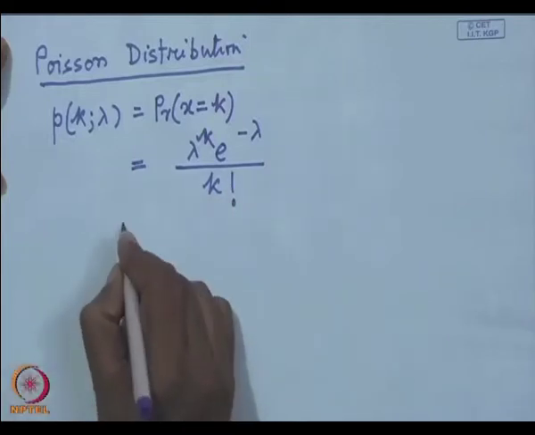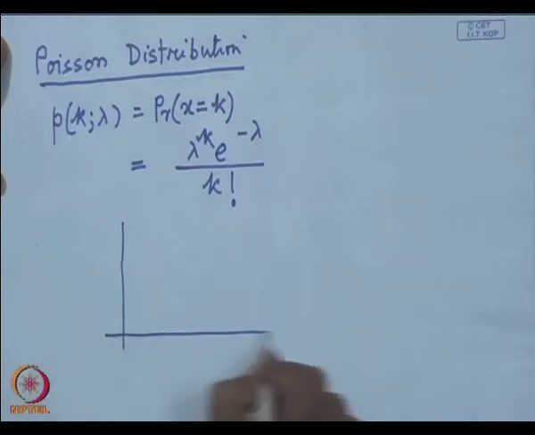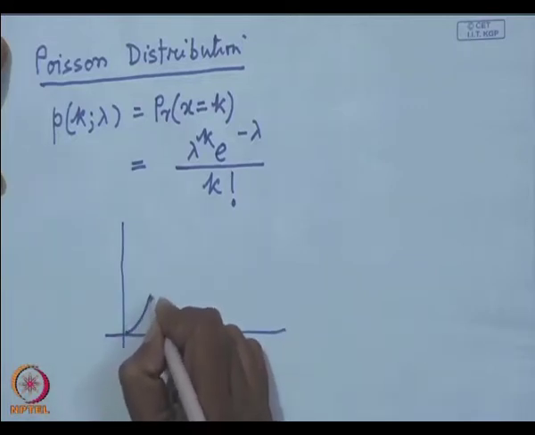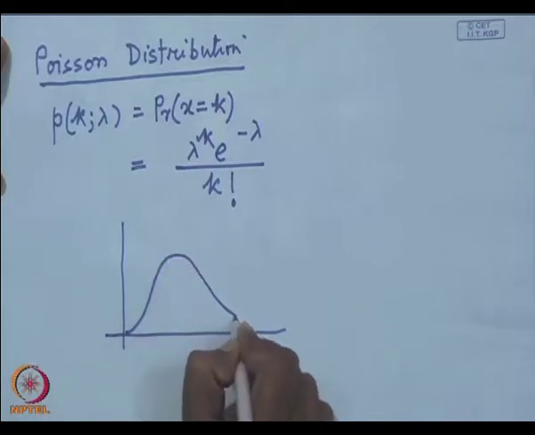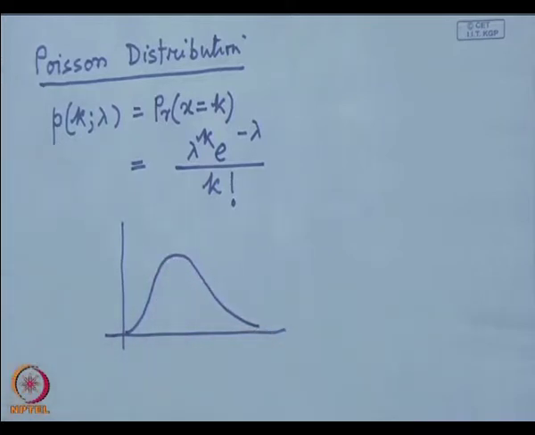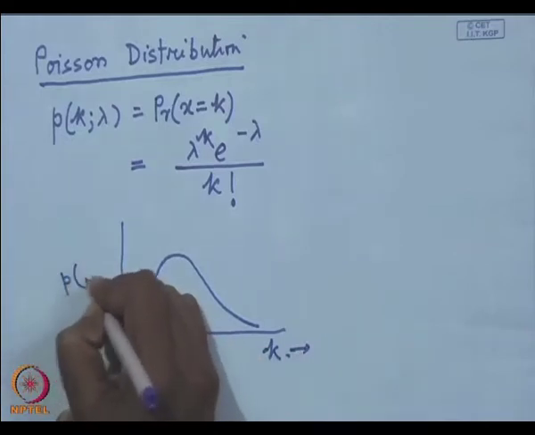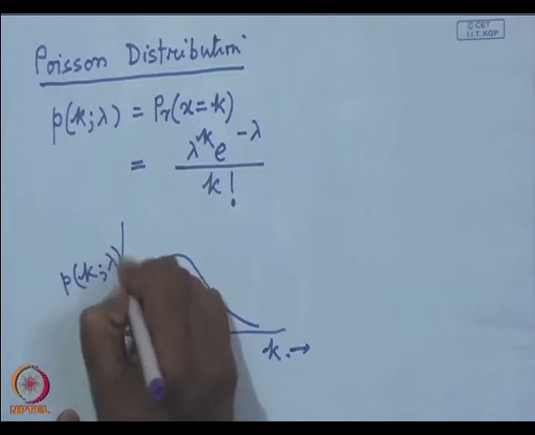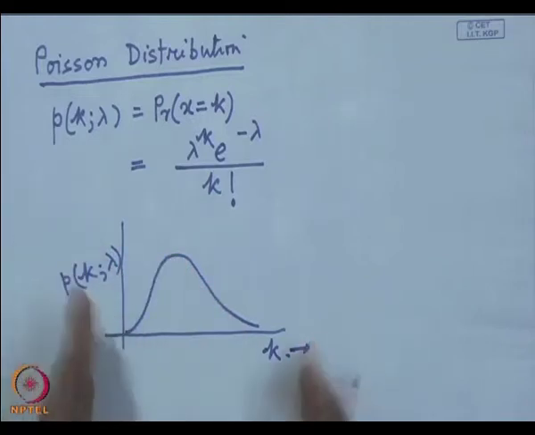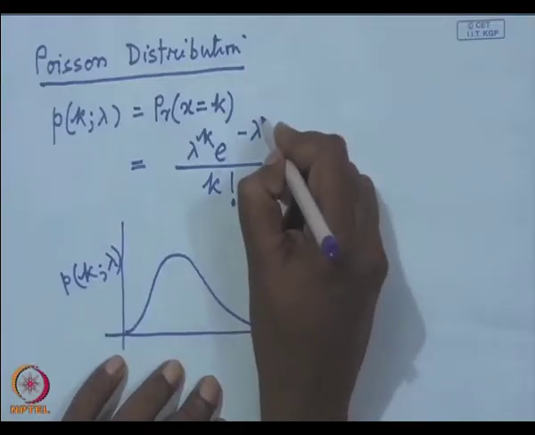And if I plot this Poisson distribution, it appears something like this. So, this is k and this is p of k given lambda. So, for different values of lambda, I will get different such curves. And here again you find that the shape of this probability distribution function is entirely defined by a single parameter, which is lambda.